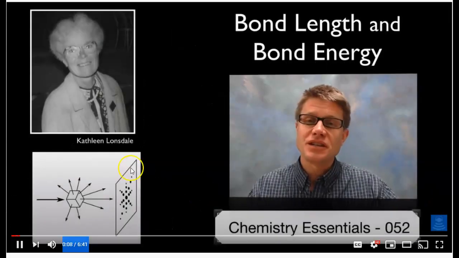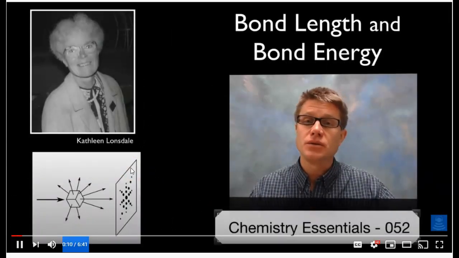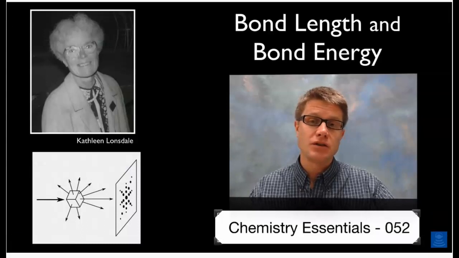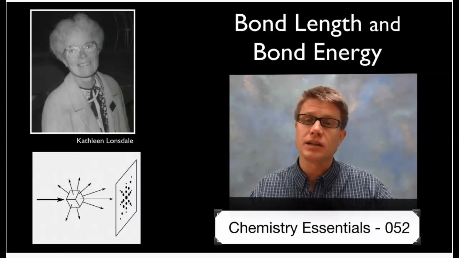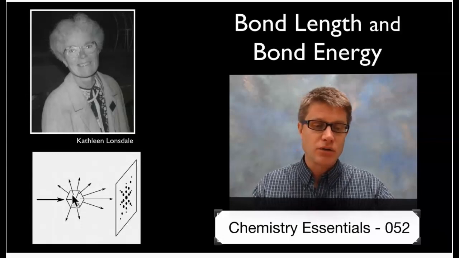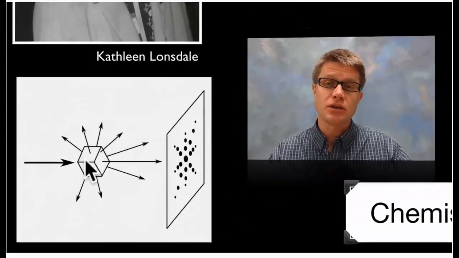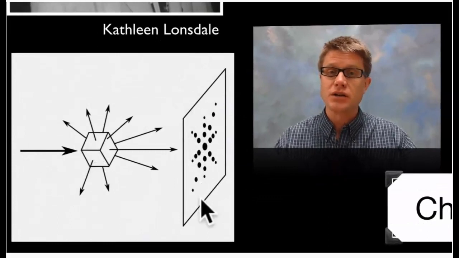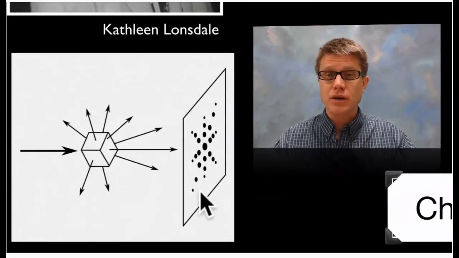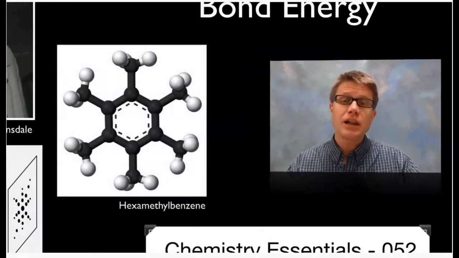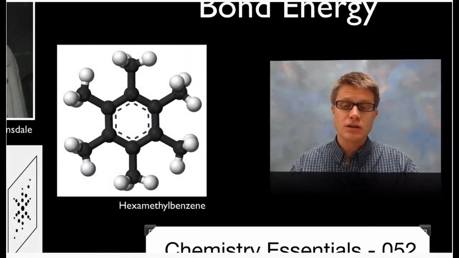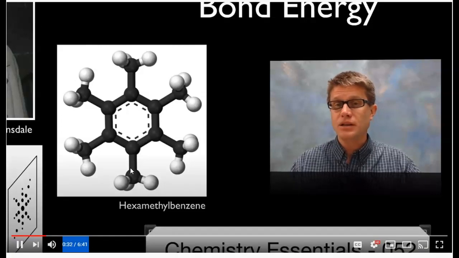Hi, it's Mr. Anderson, and this is Chemistry Essentials Video 52. It's on bond length and bond energy. Some of the first bond lengths ever measured were measured by scientist Kathleen Lonsdale, who was an X-ray crystallographer. She would put a solid crystal in front of X-rays, measure the diffraction. It told her a lot about the structure of that molecule, and she could even measure the distance between atoms. And that allowed her to unlock the structure of hexamethylbenzene, that famous benzene ring.